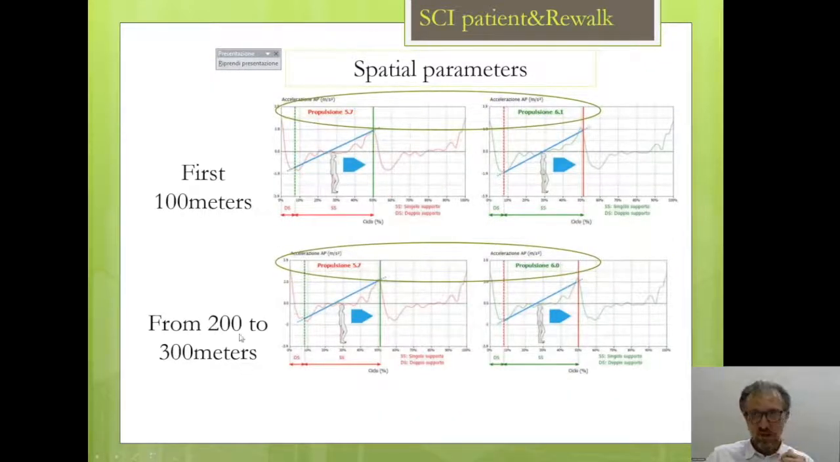We have data in terms of propulsion ability, and as you can see here, once again, the performance with the exoskeleton is very symmetric from the beginning to the end of the task and from the left to the right side. So symmetry and quality mean receiving an objective certification of the patient's ability in performing with the exoskeleton.